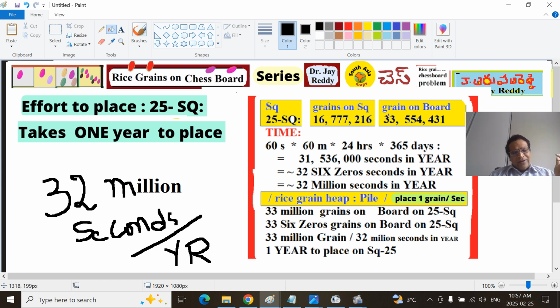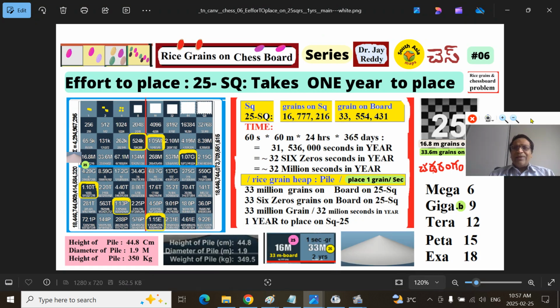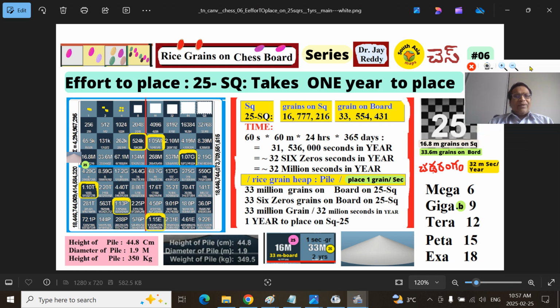Or you can also look at it another way. You go to the next square, you put almost the same number of grains, one less, that's not a serious issue. That means, because until so far, including the 25th square on the chessboard, there are 33 million grains, it takes almost a year to place the grains on that chessboard. That's what we are thinking about. That's what we are discussing.